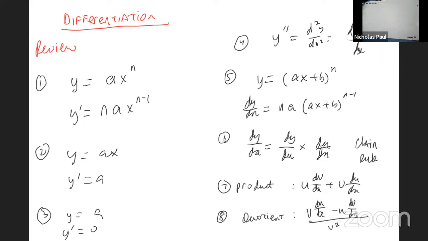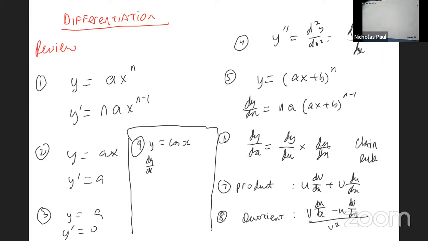I should squeeze in cos and sine. I squeeze it in right here. The differential of cos is minus sine. The differential of sine is cos. Anybody remember the differential of tan? Nice. The differential of tan is sec squared. Okay, so those are the rules that we need to remember from unit 1 and from unit 5.